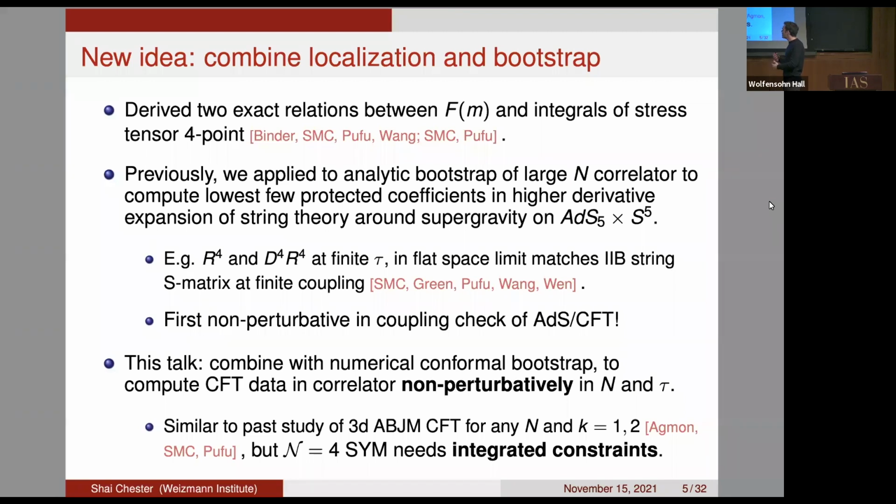So the main novelty of the N equals 4 case versus this previous ABGM case is that in the ABGM case, we were able to do this without requiring integrated constraints, because in that case we had certain quantities known from localization that were just local CFT data. What makes the 4D case much more challenging, but also richer, is that in order to impose this value of tau, we're going to have to use integrated constraints and combine that with the numerical bootstrap, which requires developing new methods.